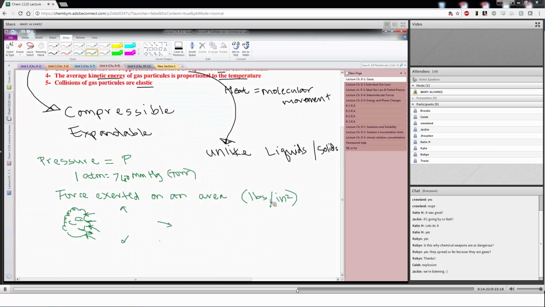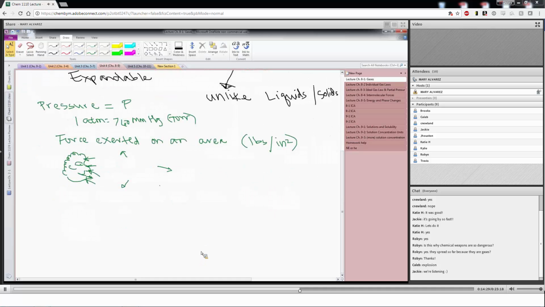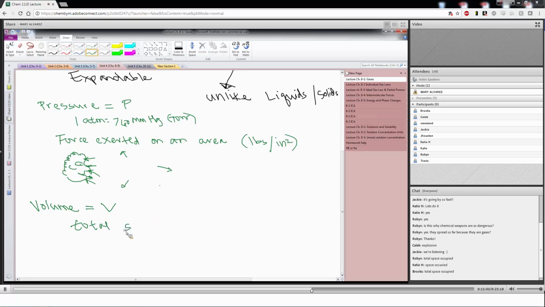So that's pressure. So pressure, force exerted on an area, and that force comes from collisions of microscopic, minuscule gas particles on a surface. Okay, next, volume. What is volume? Somebody tell me. So I know that you're listening and you remember stuff from chapter 1. Total space occupied. Excellent. So basically the amount of space that you take up.